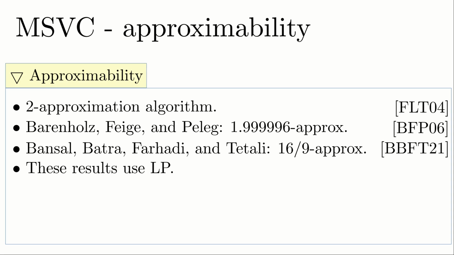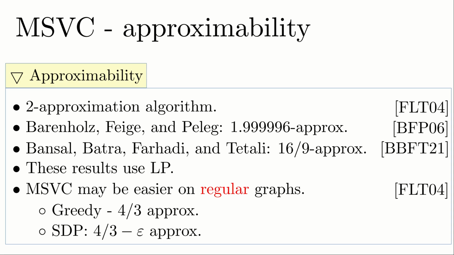Also, Feige, Lovász and Tetali give certain evidence that minimum sum vertex cover may be easier on regular graphs. In particular, they show that greedy achieves a 4/3 approximation ratio, and also using semidefinite programming, we can do slightly better than 4/3, namely by some small unspecified constant epsilon.